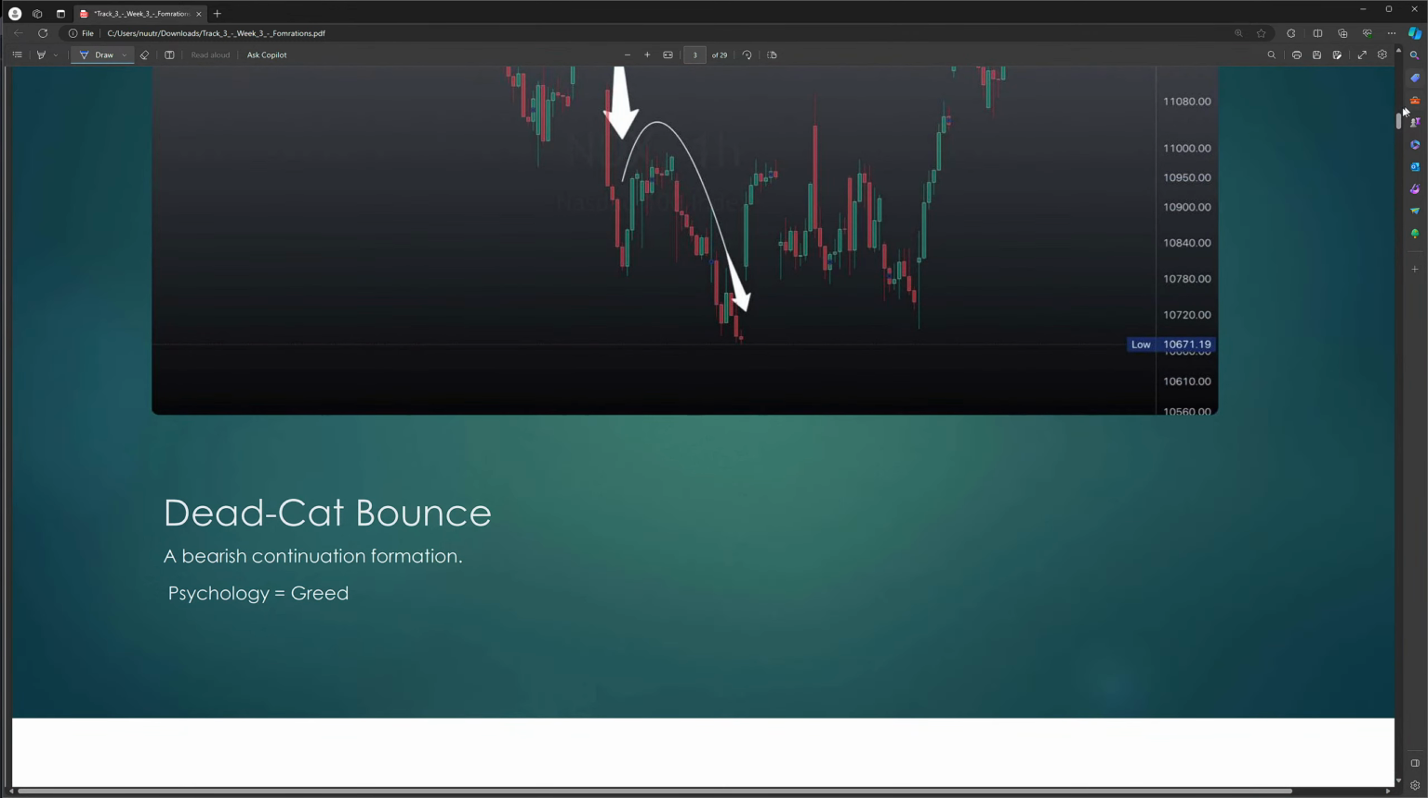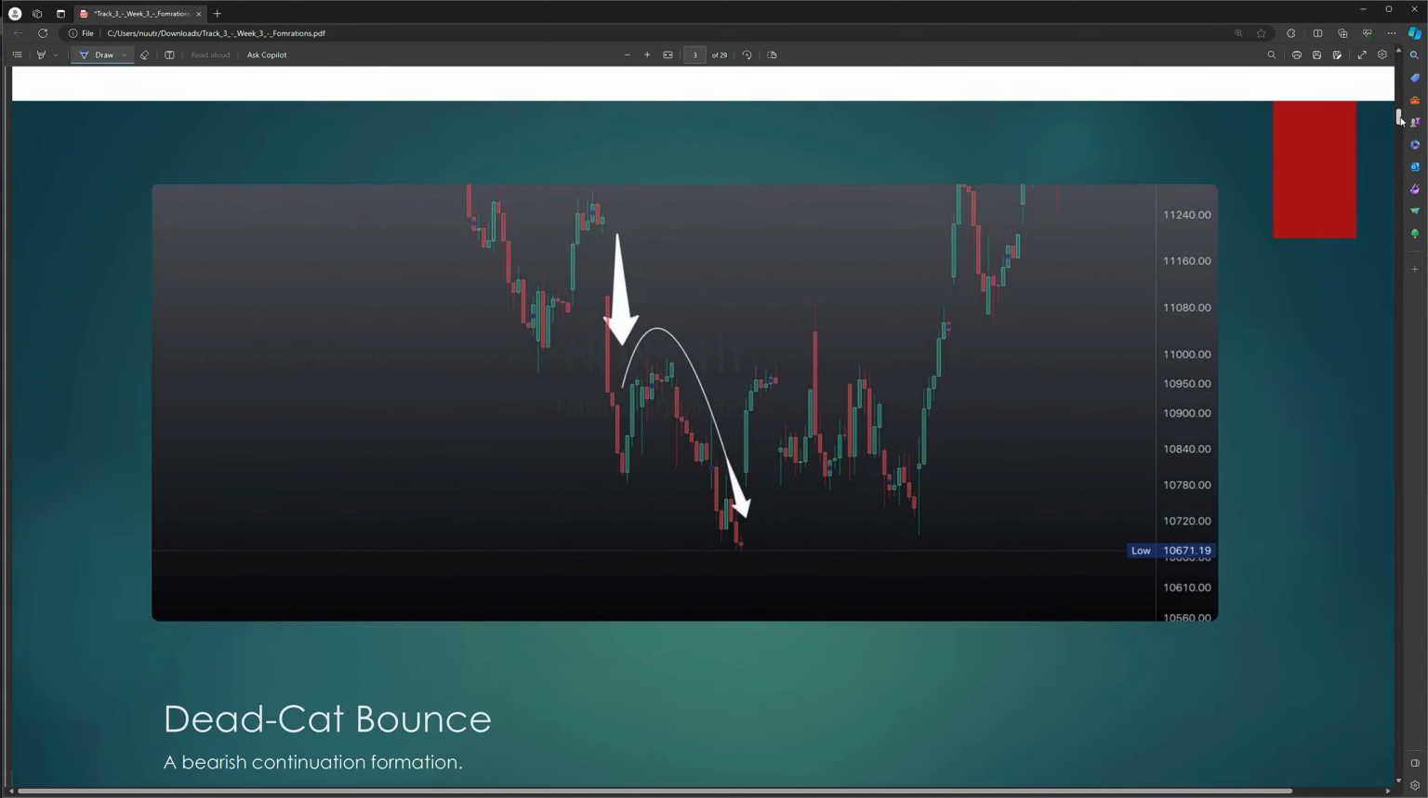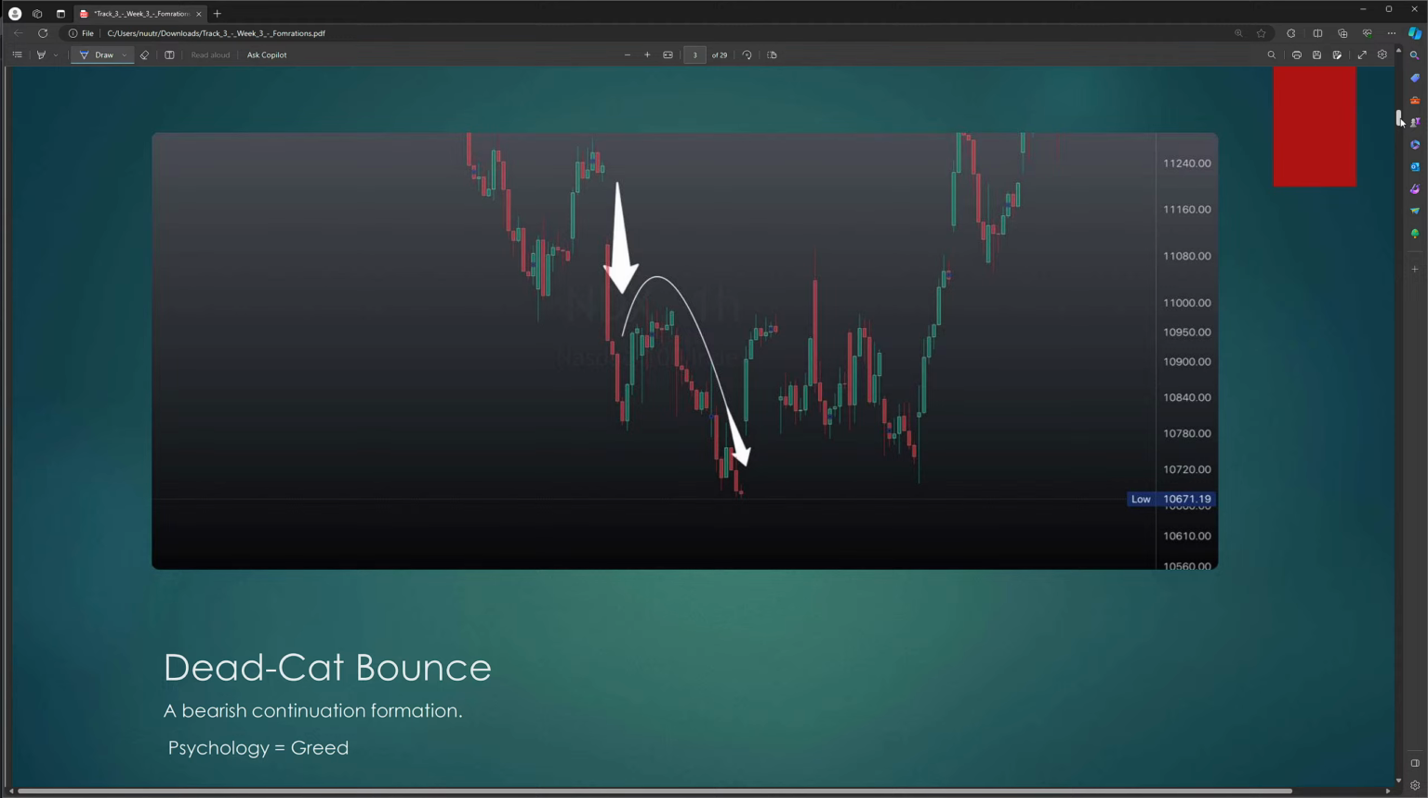Okay, so in this case, let's go ahead and study the first formation that we're going to recognize, right? So this is called a dead cat bounce. The dead cat bounce is one of the most utilized formations in the markets. It's a universal formation, and it really happens all the time.